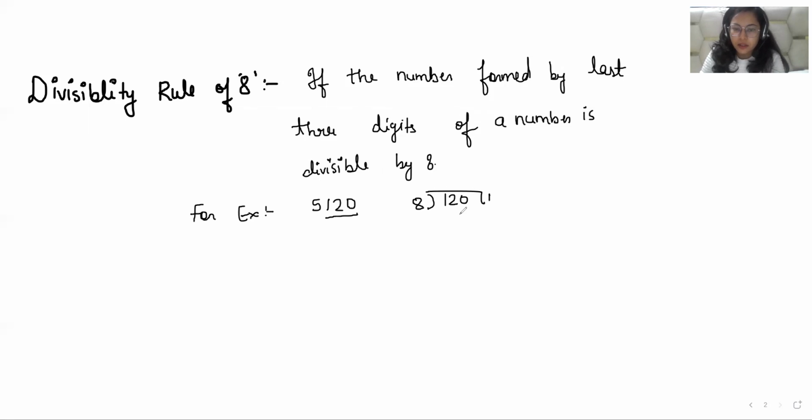8 times 1 is 8. Subtract, 4, 0. 8 times 5 is 40. Yes, it is completely divisible by 8.